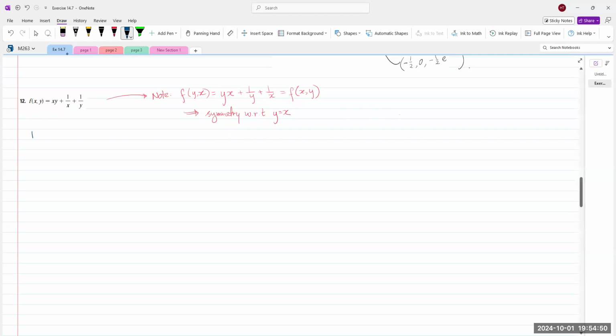Okay, so the first one, we do the critical points. F sub, you know what, let me rewrite it this way first. This is xy plus x to the negative 1 plus y to the negative 1. So f sub x of (x,y) will be y minus x to the negative 2, which is y minus 1 over x squared. F sub y of (x,y) equals x minus y to the negative 2. That's x minus 1 over y squared.